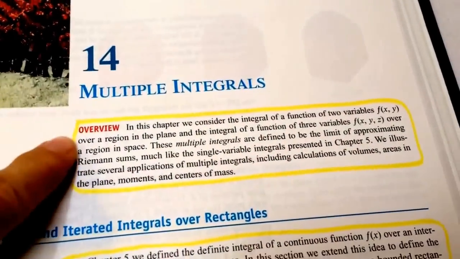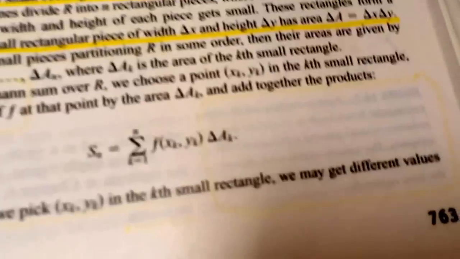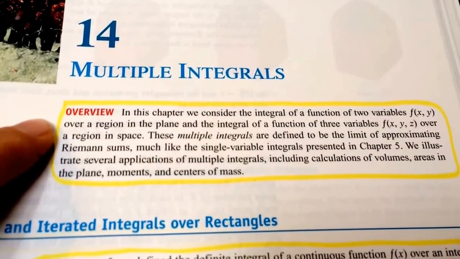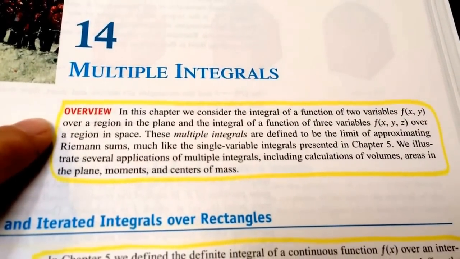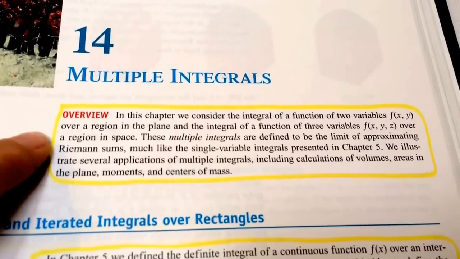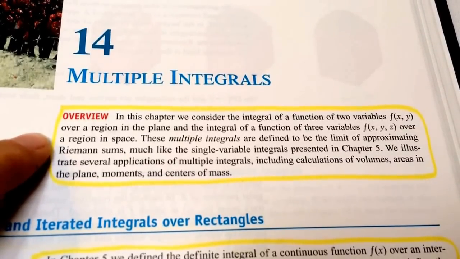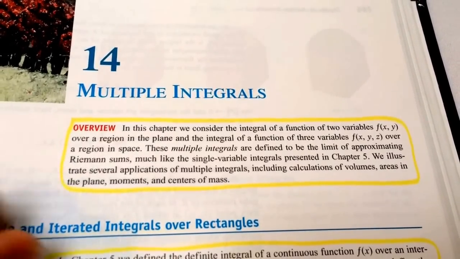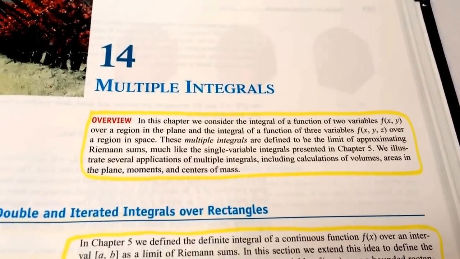So they have here, this is page 763. They have an overview to the chapter here. It's kind of telling you where we're going in the chapter. We're going to be integrating initially functions of 2 variables and then later functions of 3 variables. And then it shows you some applications of this, volumes, areas of planes, etc., that we'll see with it.